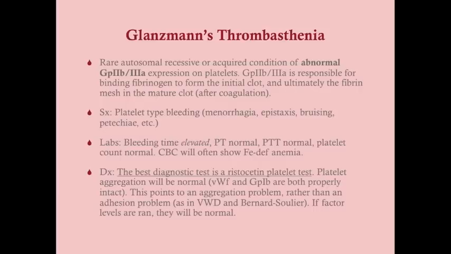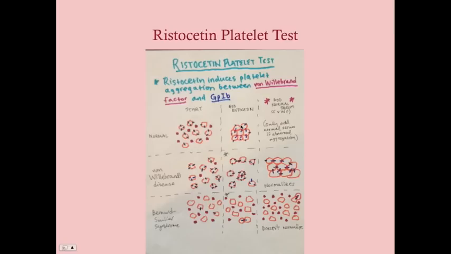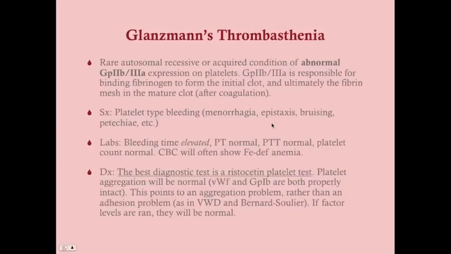Why? Because look at what's happening here. With the Ristocetin platelet test, we're talking about the binding of von Willebrand factor and GP1B. Von Willebrand factor and GP1B are only diseased with von Willebrand's disease and Bernard-Soulier syndrome. With Glanzmann's thrombasthenia, it's a disease of GP2B3A. So you do not have disease of von Willebrand's factor and GP1B, so that's all normal. So everything's going to be normal with this Ristocetin platelet test. You're going to have a normal Ristocetin platelet test, but you need to do the Ristocetin platelet test to exclude von Willebrand's disease and Bernard-Soulier syndrome.